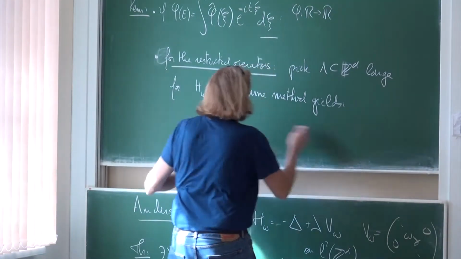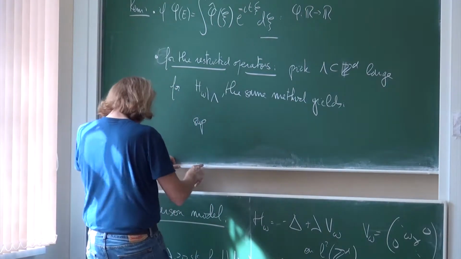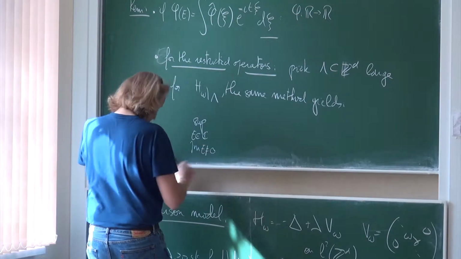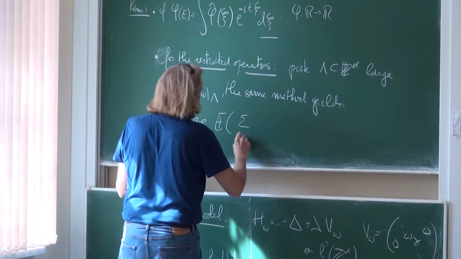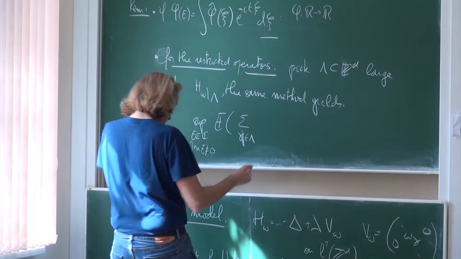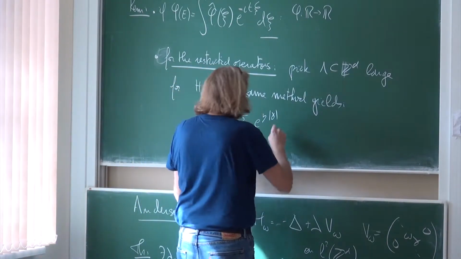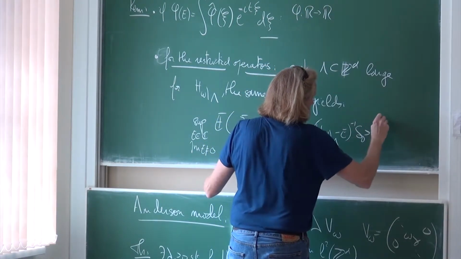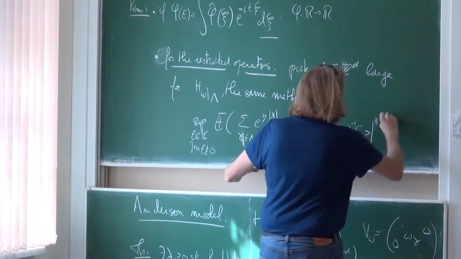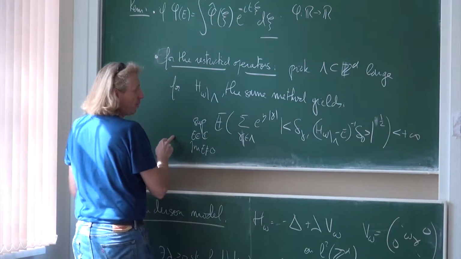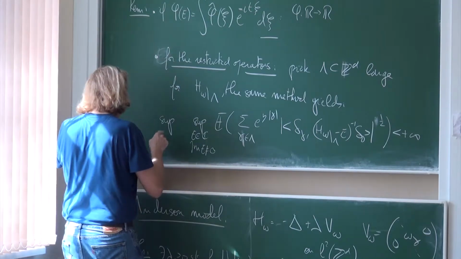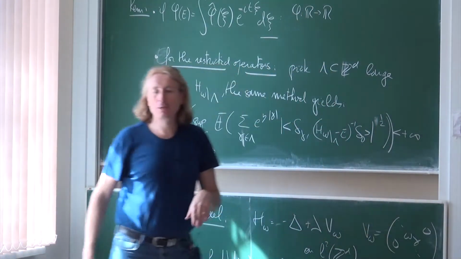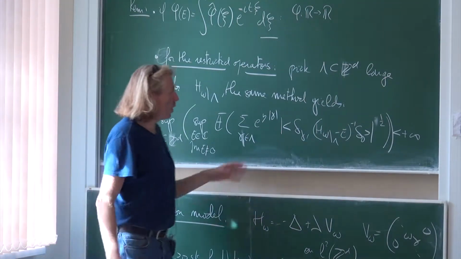It yields the following thing: the sup over E belonging to C, imaginary part of E different from 0, of the sum over gamma in lambda, e to the eta gamma, so the existence of a gamma and a lambda 0, delta gamma, h omega lambda minus E inverse, delta 0, to the minus 1/2. This is finite. And actually, you can even take the sup over the lambdas in Z^d. So you have a uniform bound on all these resolvents.